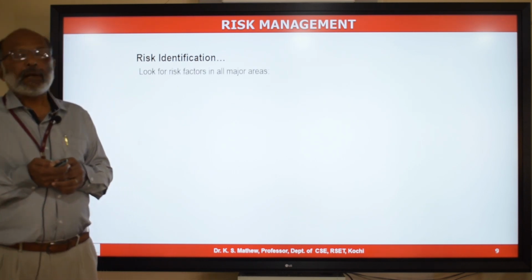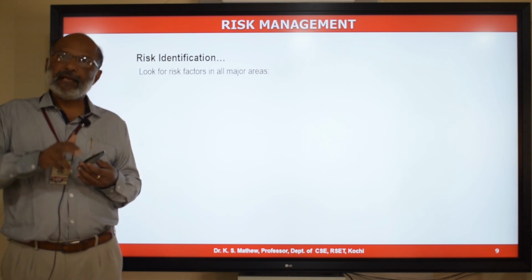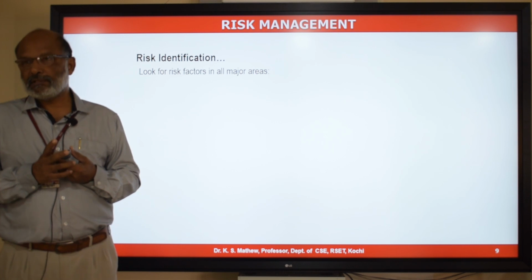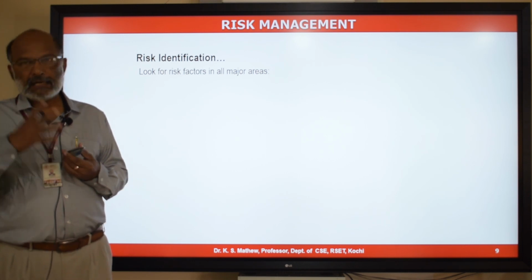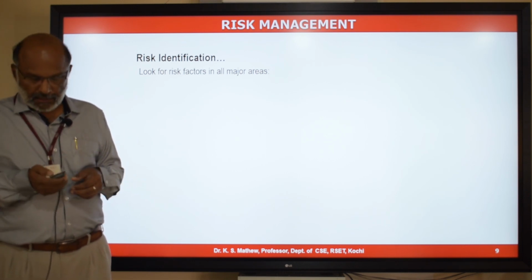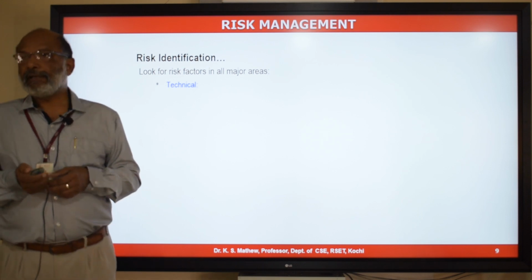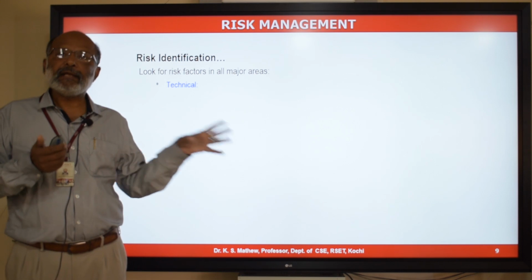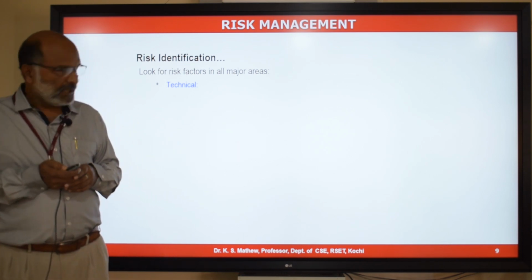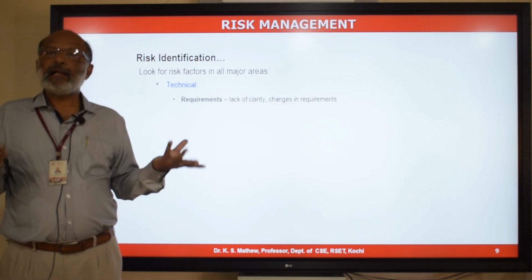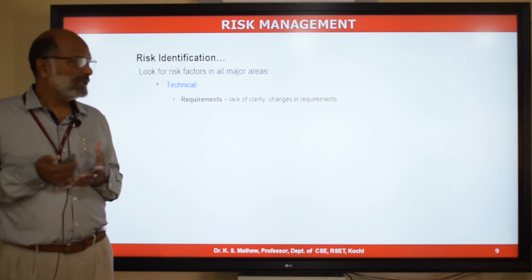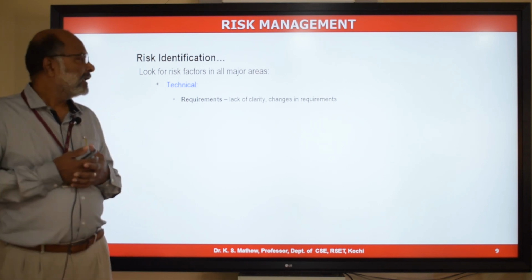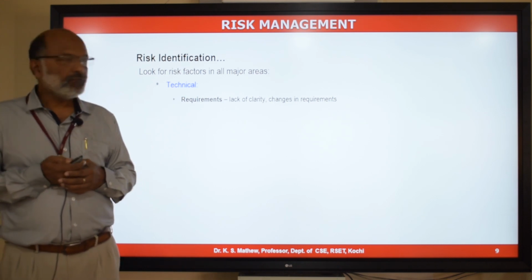When you try to identify the risk, you need to consider various areas in the project. There are various sources of risk in a project. The sources can be classified into 4 categories. The first category is called technical risk. In a project, there could be a lot of risks related to the technical aspect of the project, like requirements. Lack of clarity in the requirement may lead to a risk. Frequent changes in the requirement during the project is another risk. So requirement related risk can be identified.